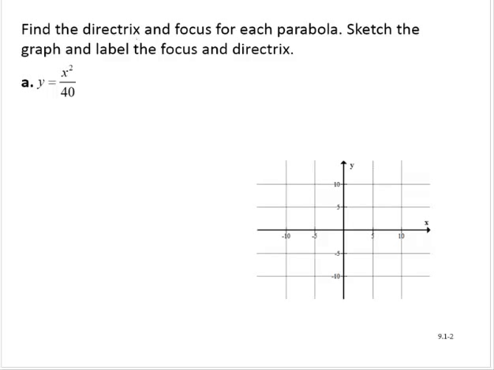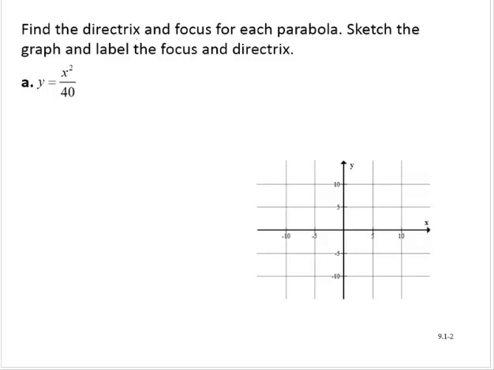Find the directrix and focus for each parabola. Sketch the graph and label the focus and directrix. So we're given the equation y equals x squared over 40.